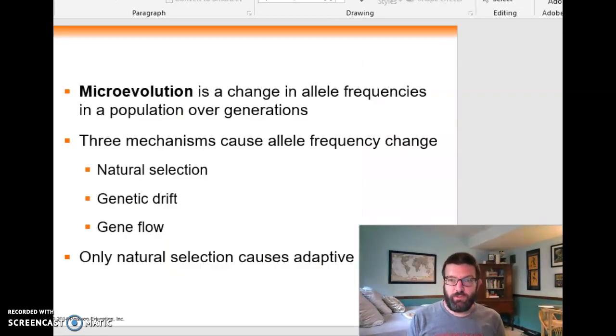So if microevolution is a change in allele frequency in a population over time, there are a few different things that can cause this. One is gene flow. If you get immigration of individuals from a different population that have a different set of alleles, that can change your allele frequency, right? If you have a bunch of brown furred mice in one population and a bunch of black furred mice in another population, if the brown furred mice tend to immigrate into the black furred mouse population, that's going to change the allele frequency.